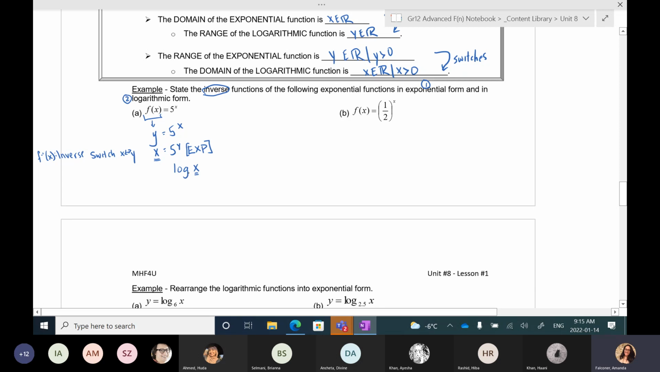The little subscript that comes next to the logarithm, hanging off the bottom of the g, is going to be the base that the exponent originally had. So we're going to put a 5 as the little subscript. And y, the exponent, is going to be by itself on the outside. So this is the logarithmic format. This one was the exponential. This is the logarithmic format of that inverse.